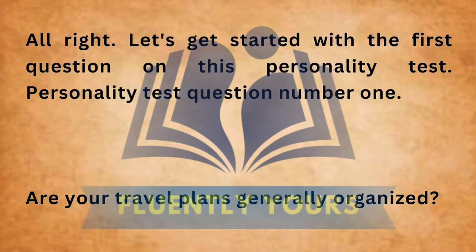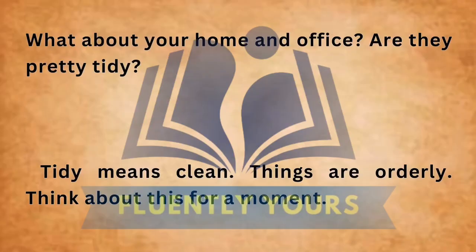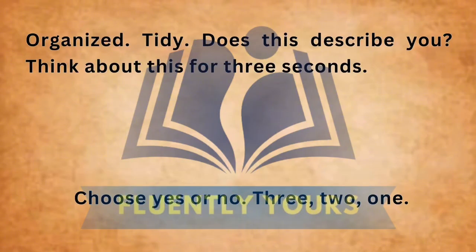Personality test question number 1. Are your travel plans generally organized? What about your home and office? Are they pretty tidy? Tidy means clean. Things are orderly. Think about this for a moment. Organized. Tidy. Does this describe you? Think about this for 3 seconds. Choose yes or no. 3, 2, 1.